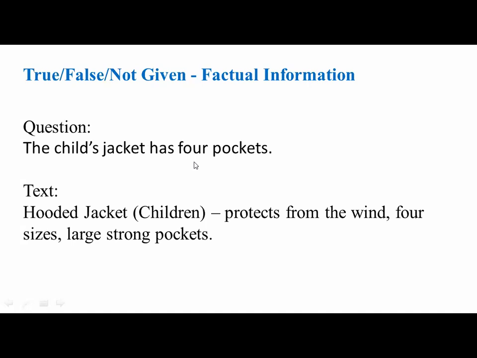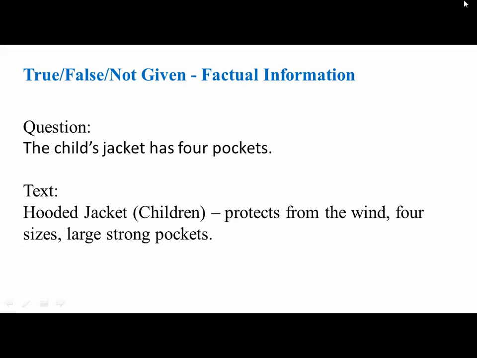The child's jacket has 4 pockets. Now you read and tell me what is the answer. It's your turn now. This is a question. This is the information that you are selecting from the text. Hooded jacket, children, protects from the wind. 4 sizes, large, strong pockets. Think, write your answer, then I will tell you the answer.